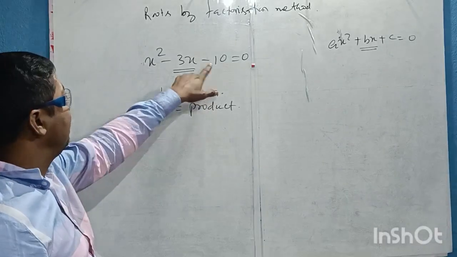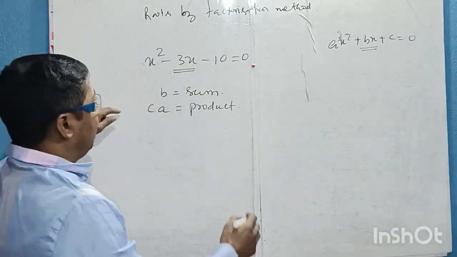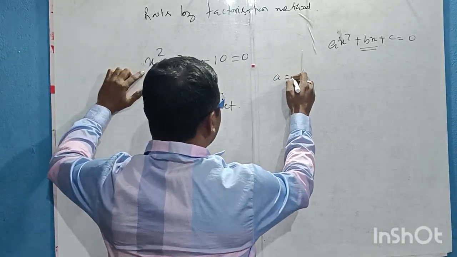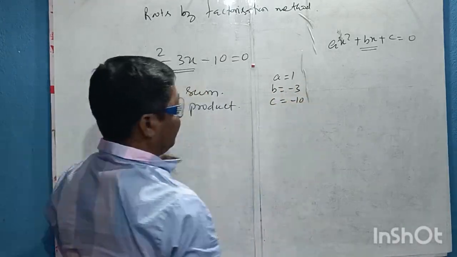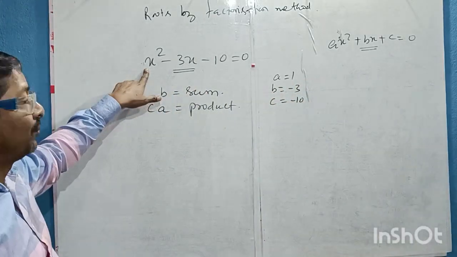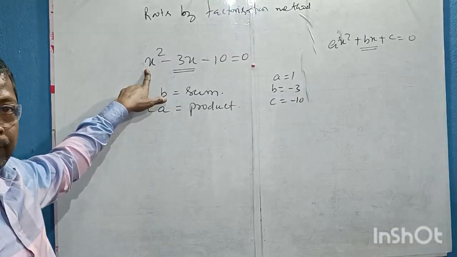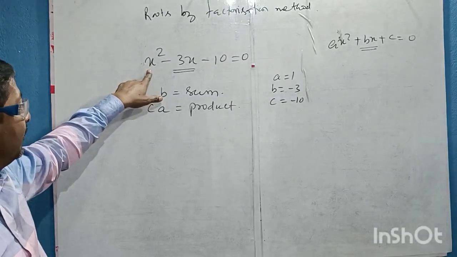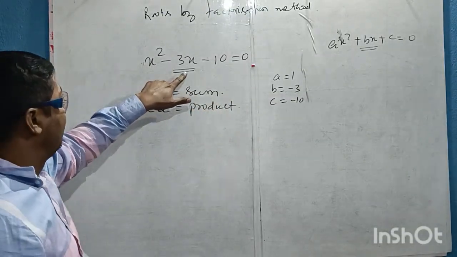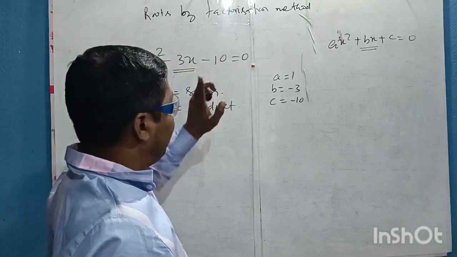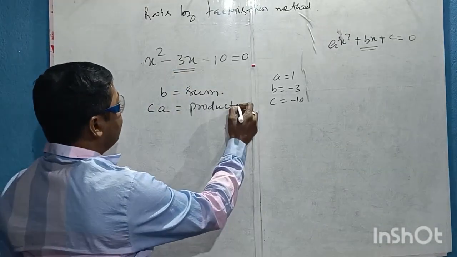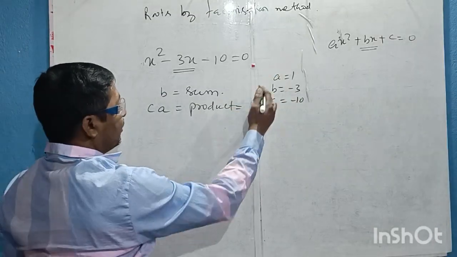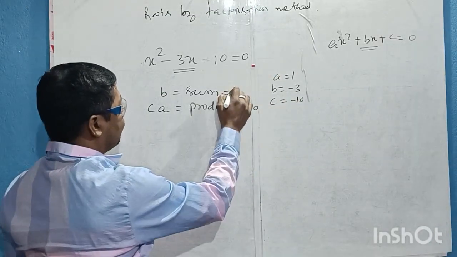Ca means this is c, this is a. Here a is 1, b is minus 3, c is minus 10. Okay, a is 1, x square, that's why a is 1. Here b is minus 3, c is minus 10. So how much will the product be? Minus 10 into 1, minus 10, and how much will the sum be?